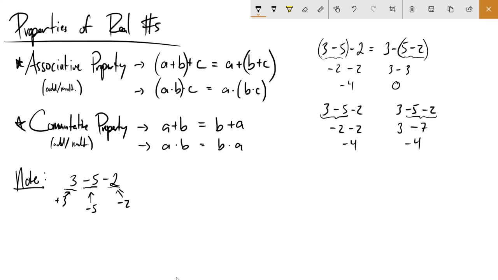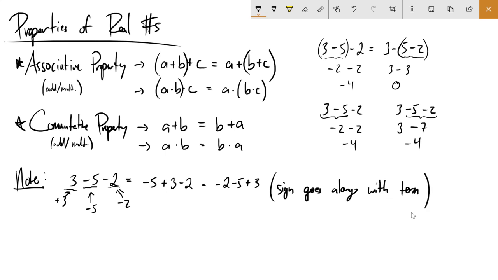Because essentially, you're just moving integers around. So you can move it around in any order you want as long as you take the sign along. So you could rewrite this as negative 5 plus 3 minus 2. Or you could rewrite this as minus 2 minus 5 plus 3. Right? And so the key is that when you're trying to move terms around, the sign goes along with the term.